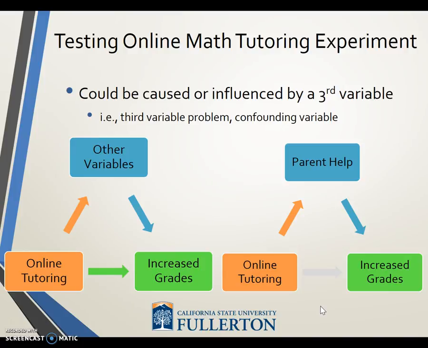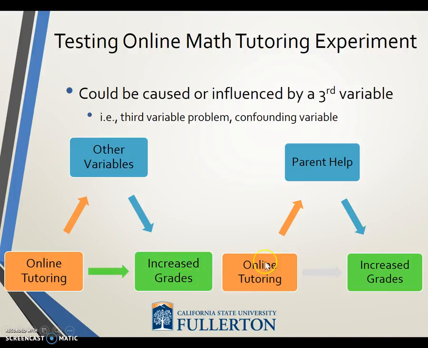Alright, but let's start off with some things in Chapter 4. So we talked about third variables or confounding variables, the fact that when you're looking at a causal relationship, sometimes there could be other variables affecting that relationship. So we have online tutoring to increase math grades, and that's what you're hoping will increase the grades, but it could be other variables that are causing the increased grades.